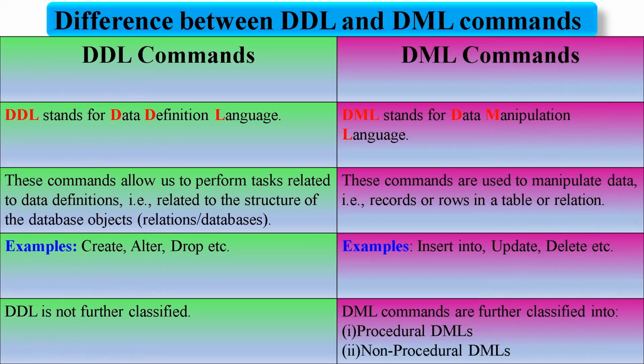Difference between DDL and DML commands. DDL stands for Data Definition Language. DML stands for Data Manipulation Language. DDL commands allow us to perform tasks related to data definitions, that is, related to the structure of the database objects, relations, or databases. DML commands are used to manipulate data, that is, records or rows in a table or relation. Examples of DDL commands are create, alter, drop, etc. Examples of DML commands are insert into, update, delete, etc. DDL is not further classified, whereas DML commands are further classified into procedural DMLs and non-procedural DMLs.